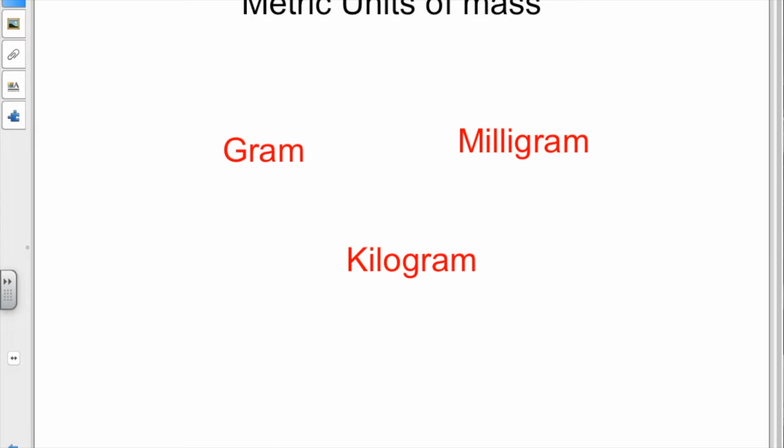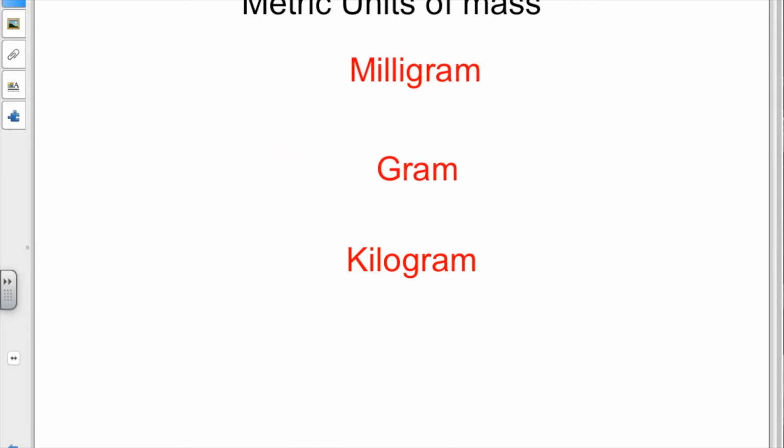All right, the metric units of mass are grams, milligrams, and kilograms. Who thinks they know the smallest metric unit of mass? Look at the prefixes to help you out here. Yes, milligrams is the smallest. Then a gram is your base unit. And then a kilogram is the largest. So from smallest up top to the largest at the bottom there.